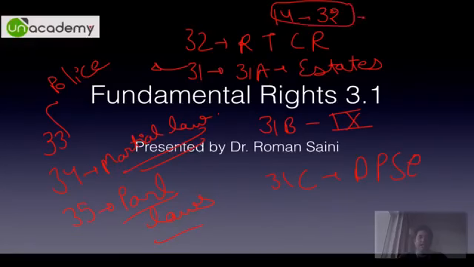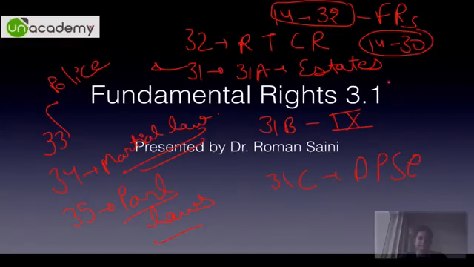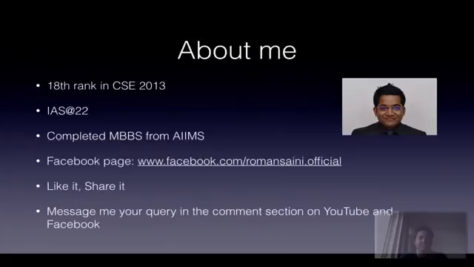Apart from this, Article 14 to 31, or rather 32, are actually what the fundamental rights are. Article 31 was there earlier, but now it has been repealed. That was the right to property, and Article 32 is related to the right to constitutional remedy. Now that we have got this out of the picture, let's start with the lecture.